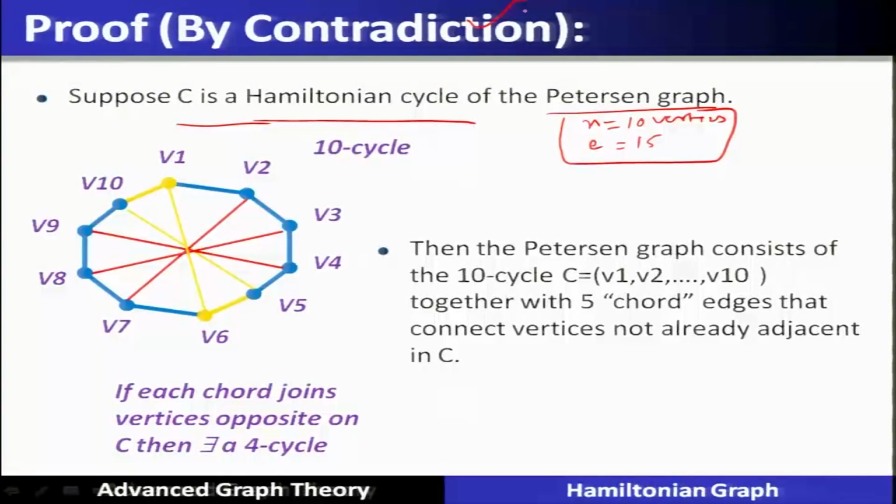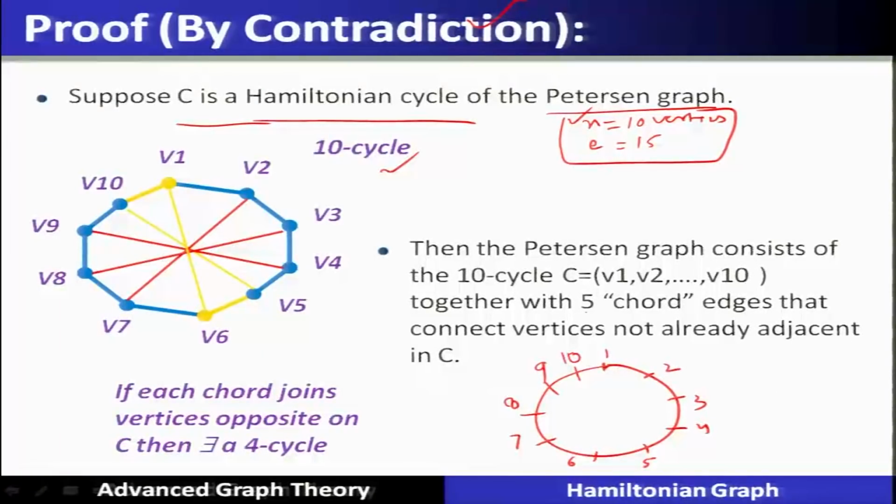Let us say that C is a Hamiltonian cycle. A Hamiltonian cycle is a spanning cycle of that particular graph. That means it will span through all the 10 vertices. Let us form a 10 cycle, and now we will place a chord. So, this is the 10 cycle.